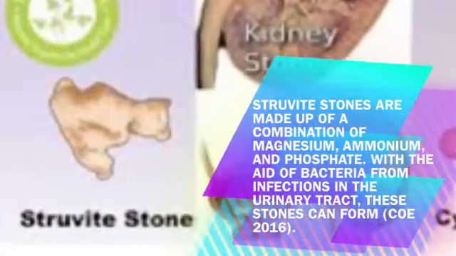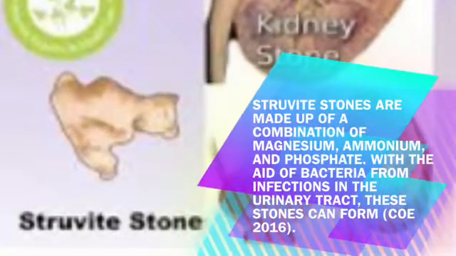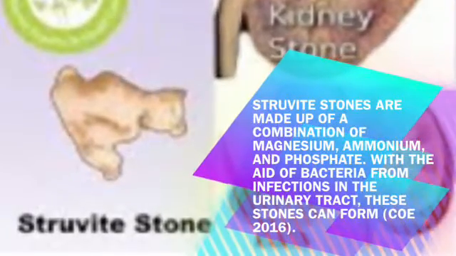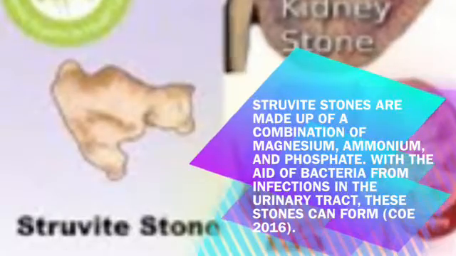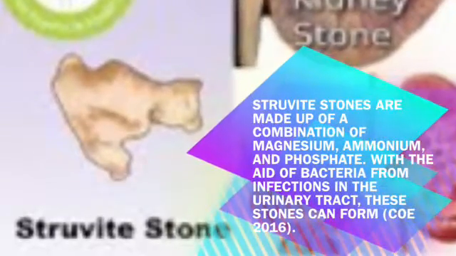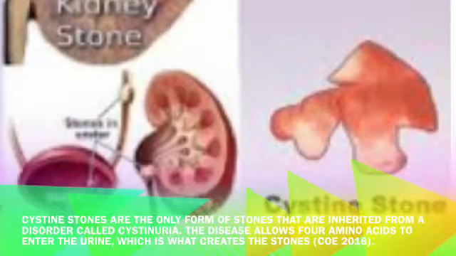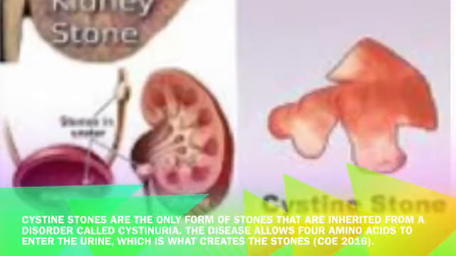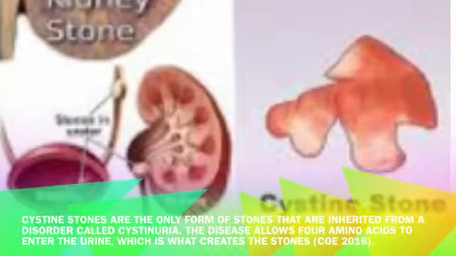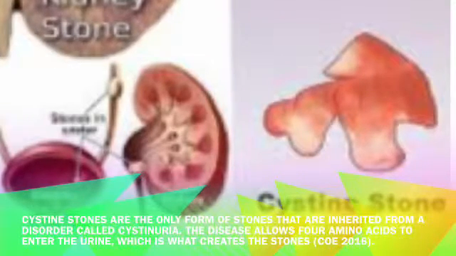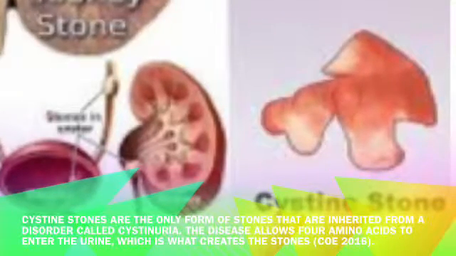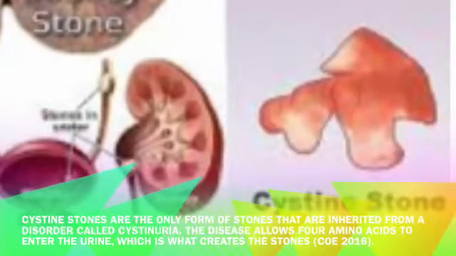Struvite stones are made up of a combination of magnesium, ammonium, and phosphate. With the aid of bacteria from infections in the urinary tract, these stones can form. Cystine stones are the only form of stones that are inherited from a disorder called cystinuria. The disease allows 4 amino acids to enter the urine, which is what creates the stones.